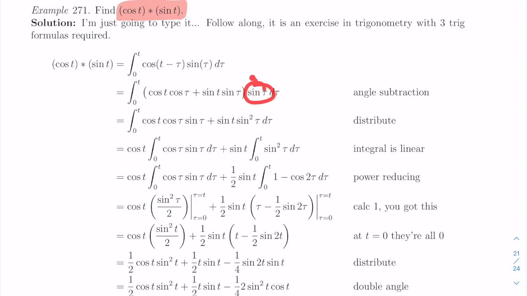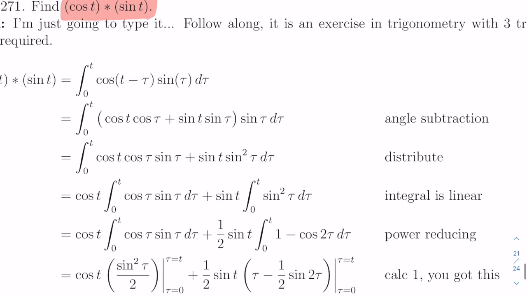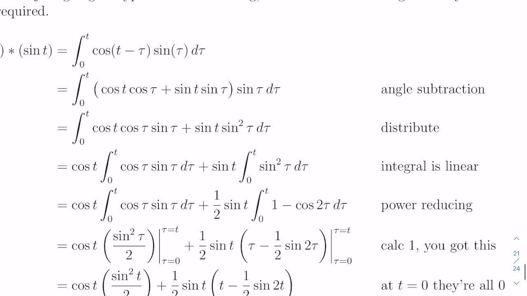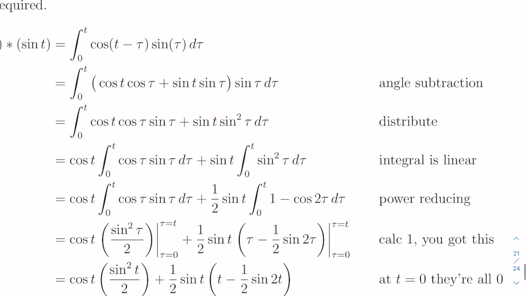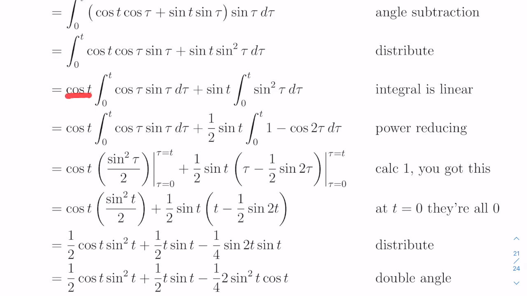Then you take that thing and distribute it to both of those terms, which gives me cos t cos tau sine tau and sine t sine tau squared. Okay, still with me? Now, I'm going to break this up into 2 different integrals. This is a d tau integral, so the cos t will come out of the first one and the sine t will come out of the second one. So I'm left with cos t times the integral of cos tau sine tau, and then sine t times the integral of sine tau squared.